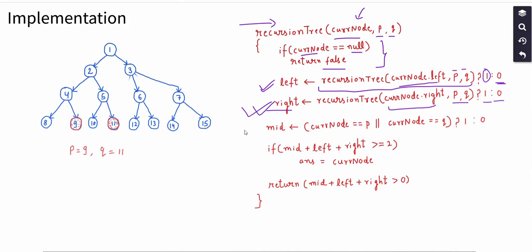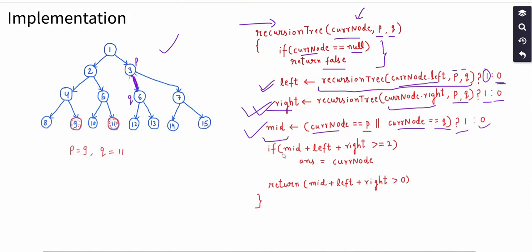Then here we are handling the case where one of the two nodes is the descendant of itself. That means the two nodes are connected by a single edge. For instance, if we have P and Q as 3 and 6 for this tree, that case is handled if the current node is either equal to P or equal to Q. If that is the case, then we'll store 1 in this mid variable, otherwise we'll store 0 in mid.